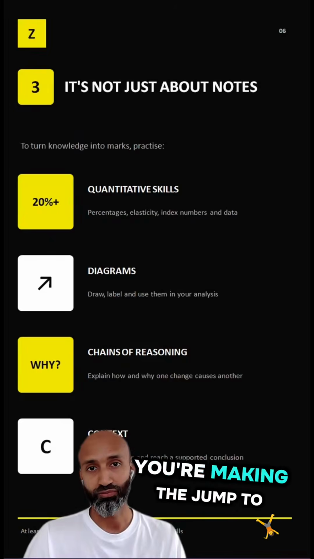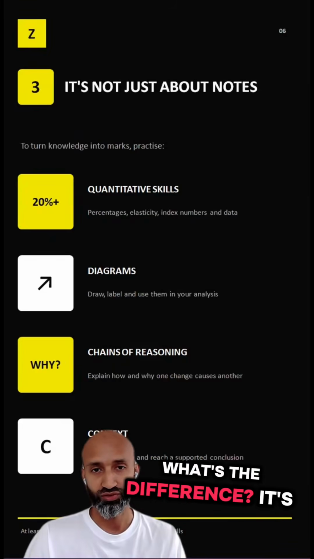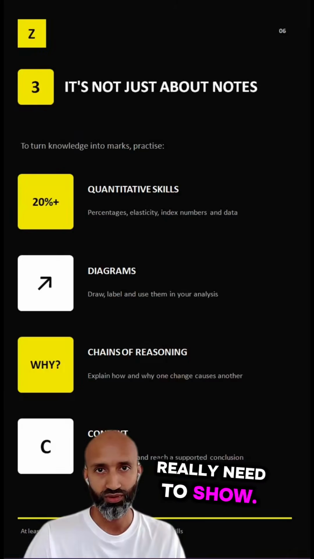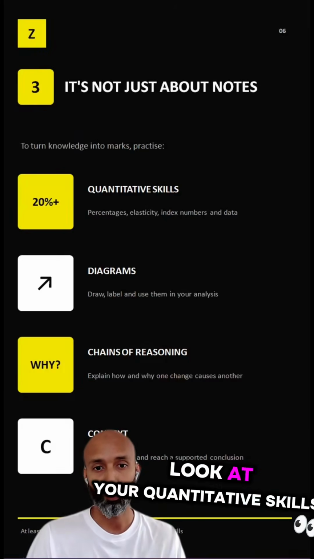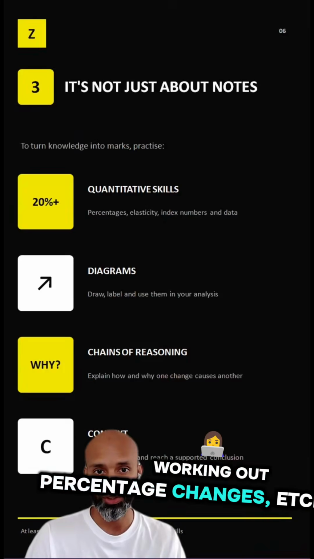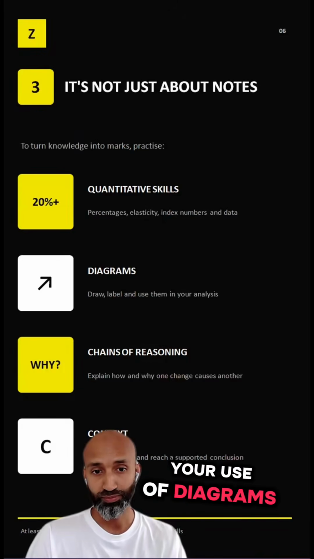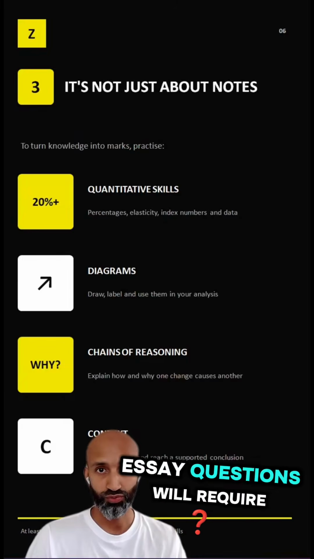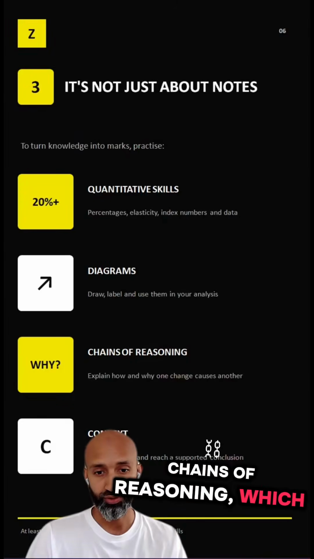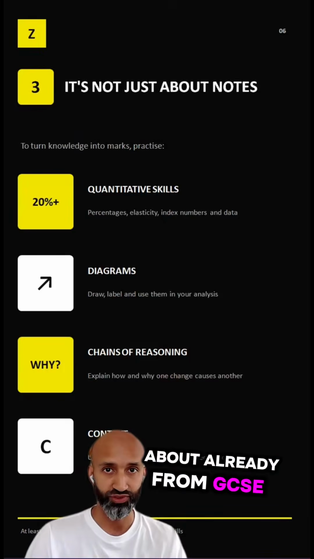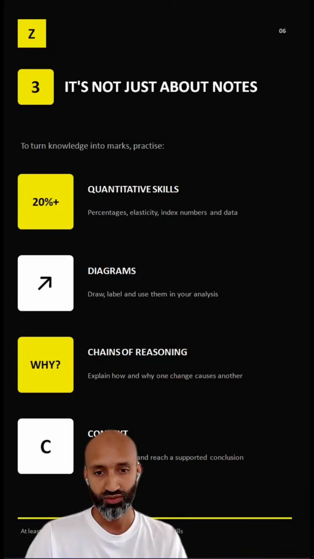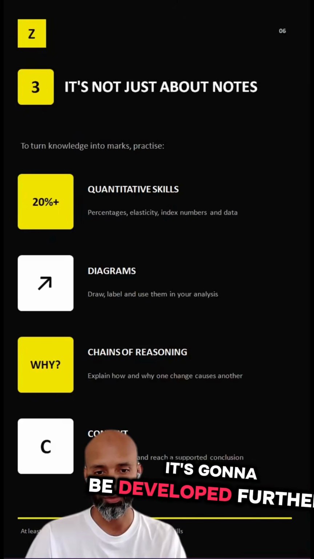Okay, so now that you're making the jump to A-level, what's the difference? It's not just about writing loads more. There are some key skills that you really need to show. For example, a lot of the marks will look at your quantitative skills, so interpreting graphs and working out percentage changes, etc. Your use of diagrams will be quite important. A lot of the essay questions will require you to draw diagrams in your answers. Chains of reasoning, which you know a bit about already from GCSE, for example, your PEEL paragraphs and your BLT sandwiches, etc. Obviously, with A-level, it's going to be developed further.